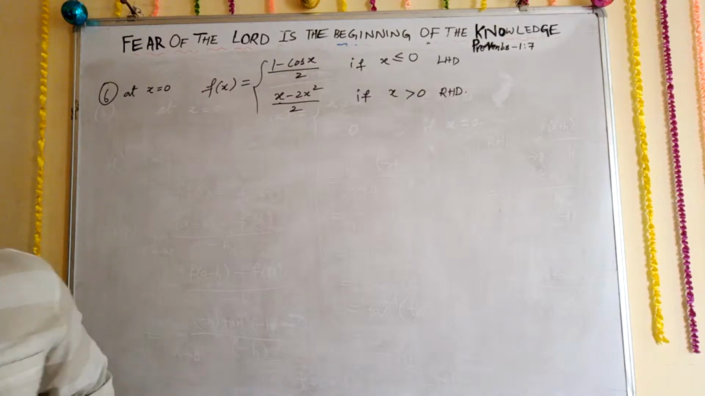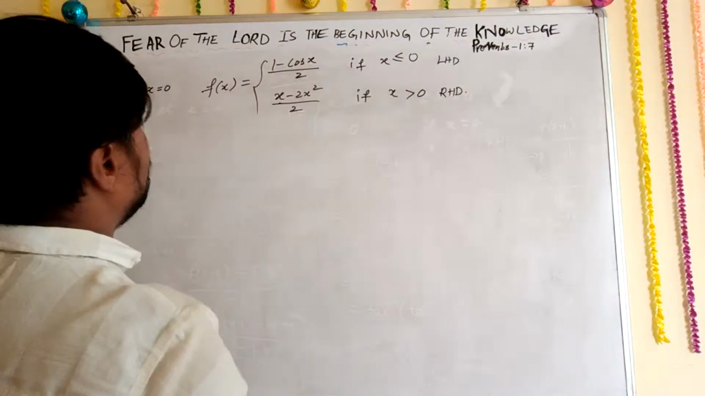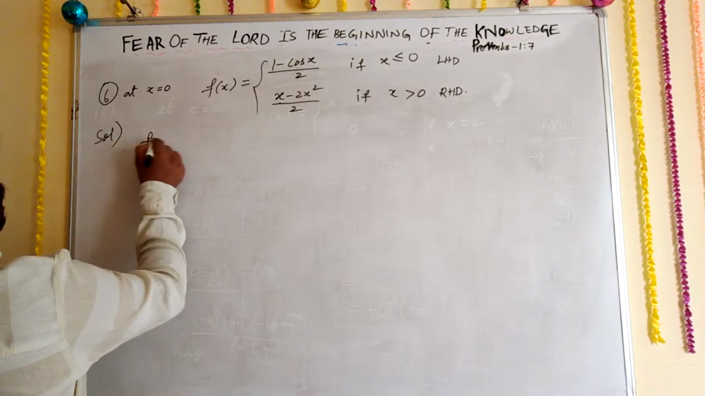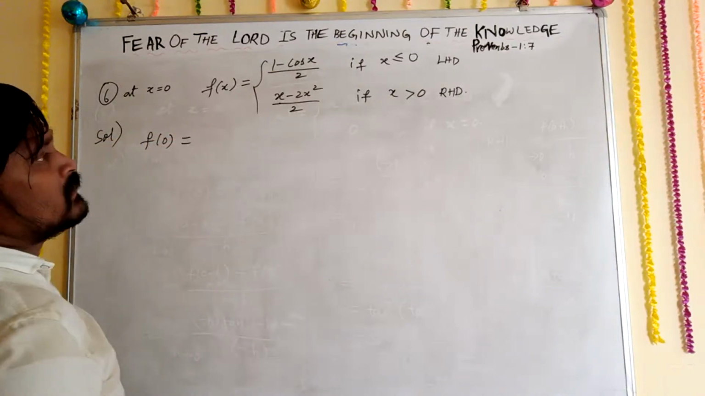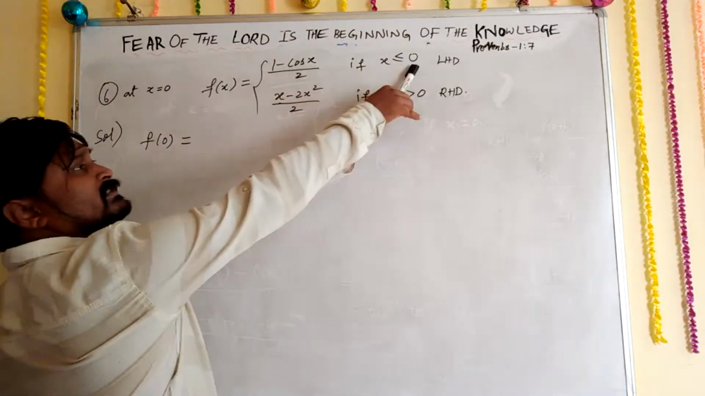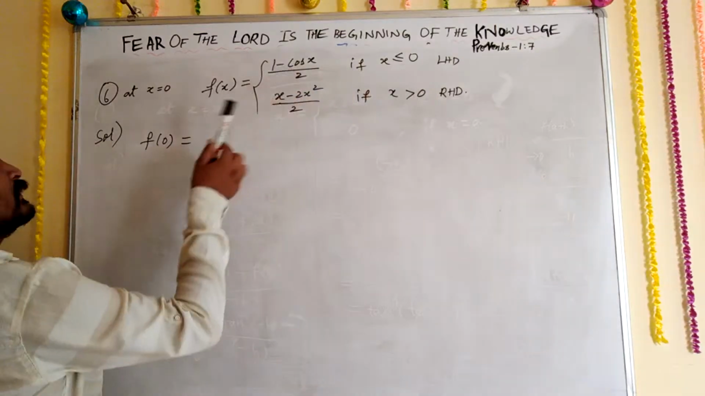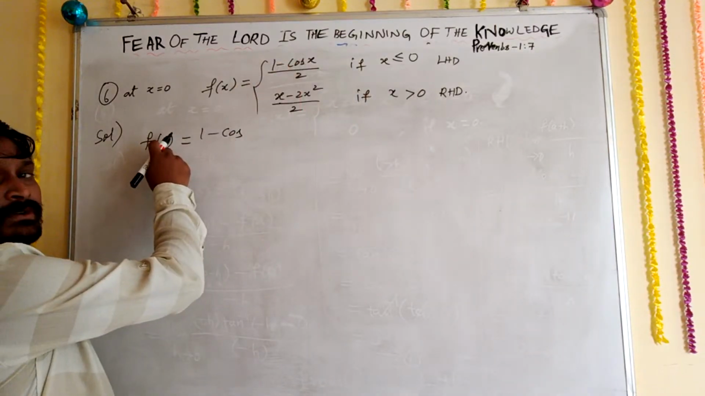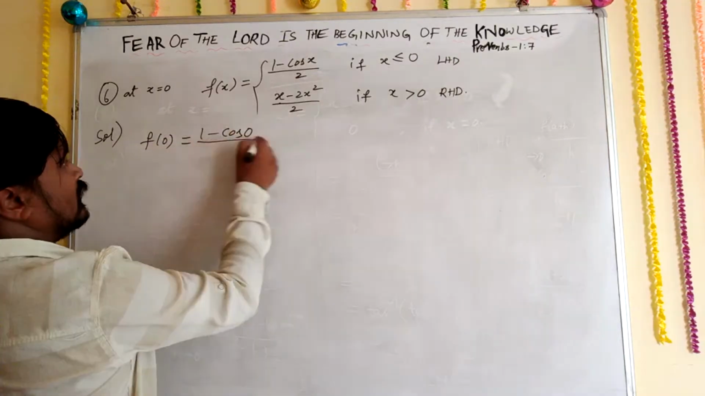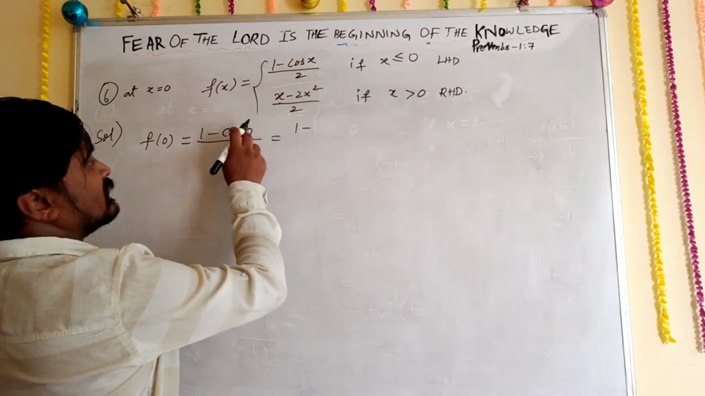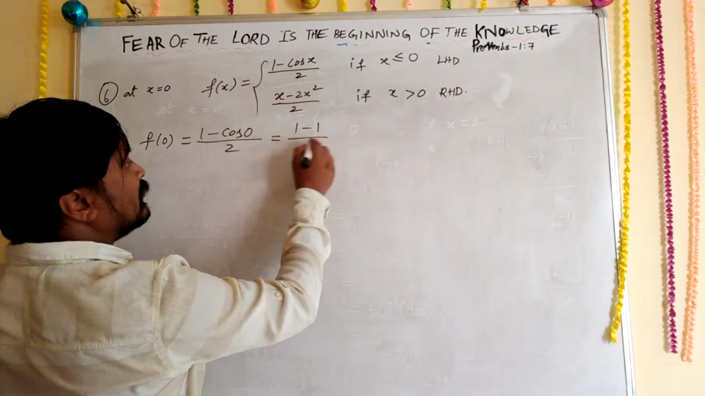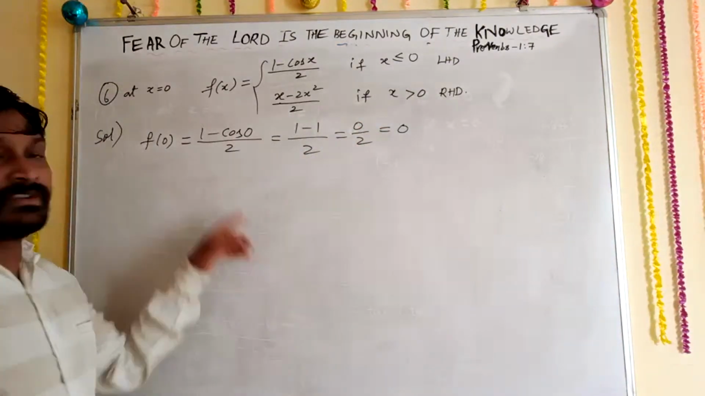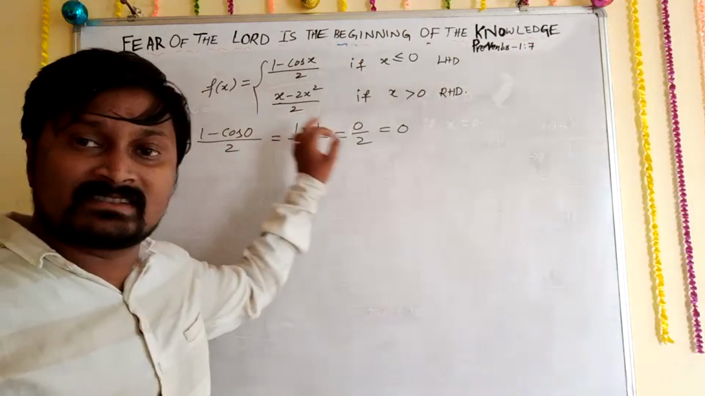Okay. So now first we'll go for our f of 0. F of 0 means x equal to 0, here it is. So this function you have to use, 1 minus cos x, and you need to substitute now 0. So cos 0 upon 2. 1 minus cos 0 is nothing but 1 minus 1, 0 upon 2, that is nothing but 0. So you got f of 0 as 0.